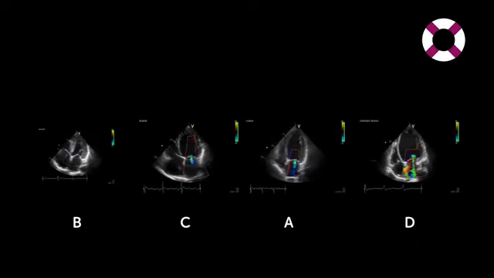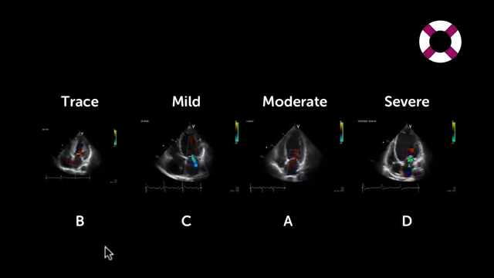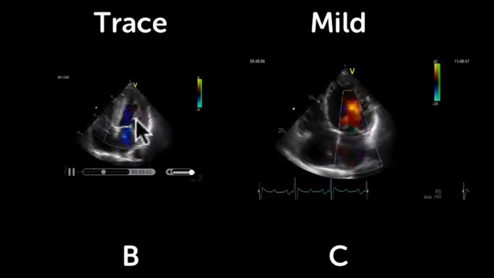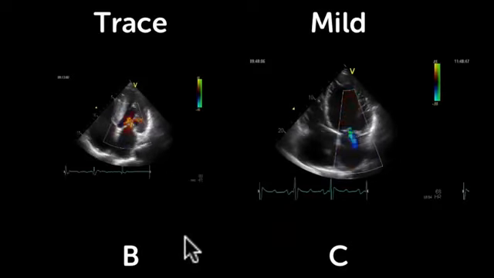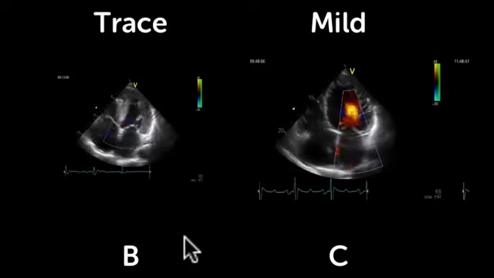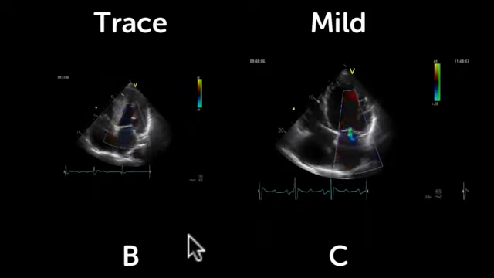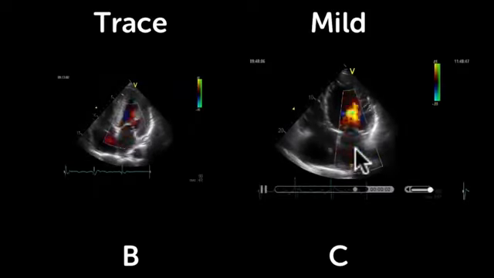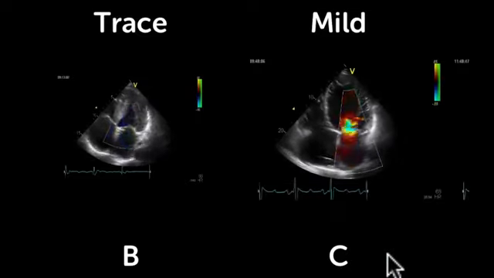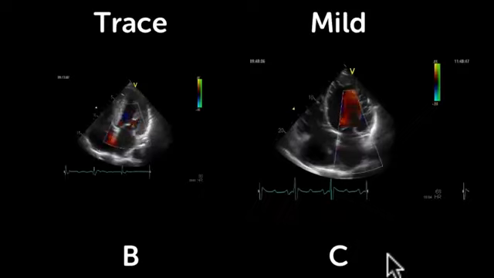B, C, A, and D. In B, we hardly see a jet, and there is no flow convergence zone. Regurgitation is trivial. In C, we see a jet, which is a bit larger, and there is a small flow convergence zone. MR is mild.